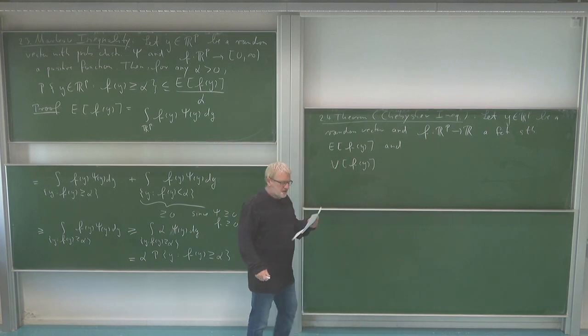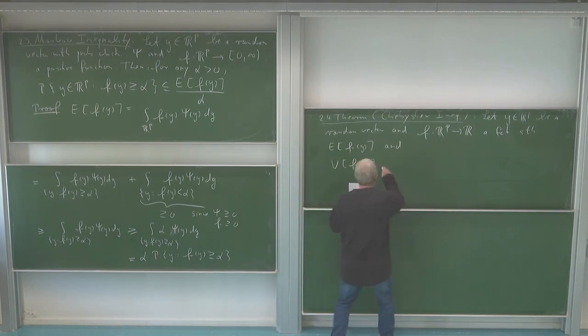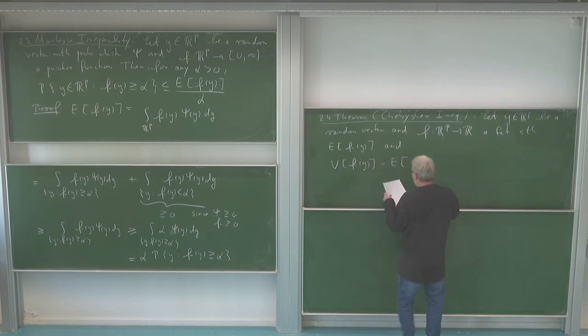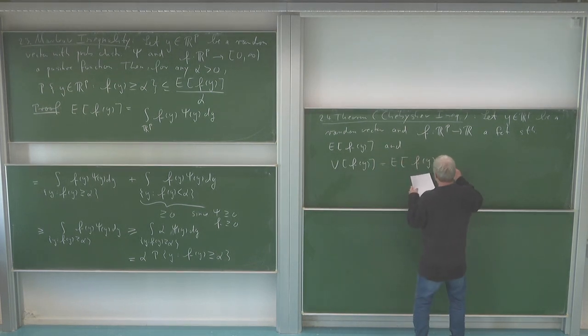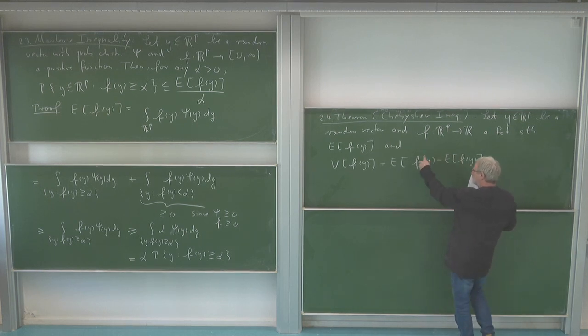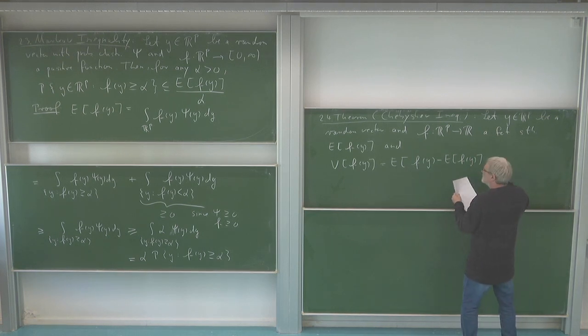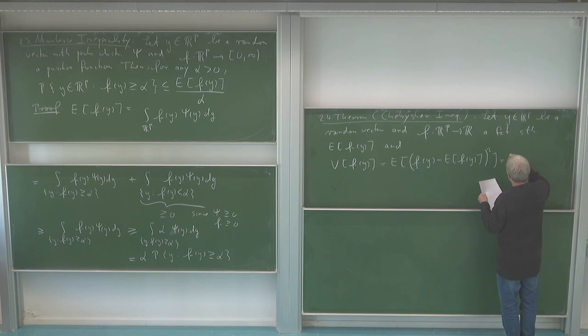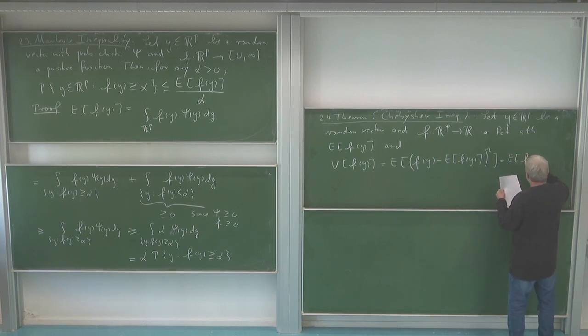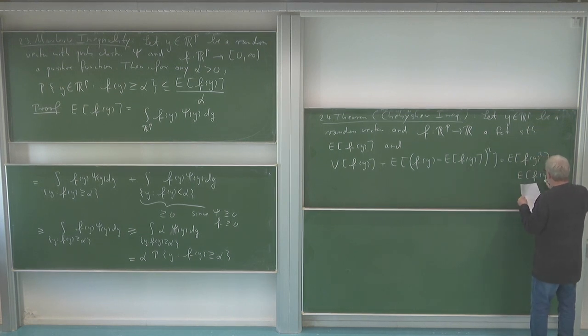I suppose everybody knows the variance. One way of writing it is the expectation of f of y minus the expectation of f of y, squared. So I take the expectation of the comparison between the value and the expected value, and I take the square of this. Or I can write it just as the expected value of the square of my variable, f of y squared, minus the square of the expectation of f of y.